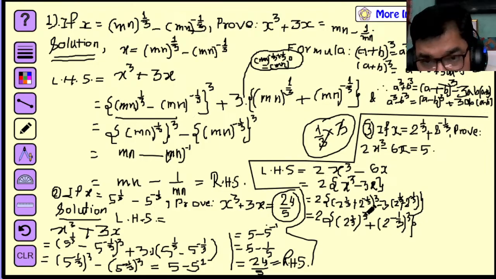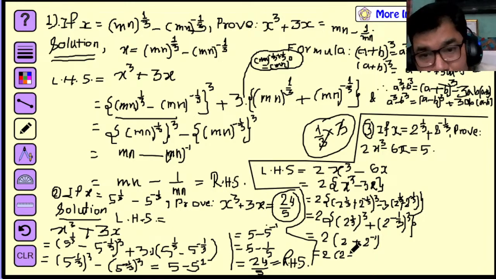Now close it. This 3 and this 3 cancel, and here remains 2. We have to write inside the bracket 2, and plus here is negative 2 to the power minus 1, and 2 to the power minus 1 is 1 by 2. Then write here 2 plus 1 by 2. It means 2 times 2 is 4, plus 1 is 5.